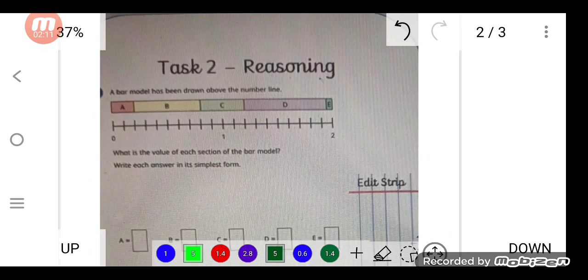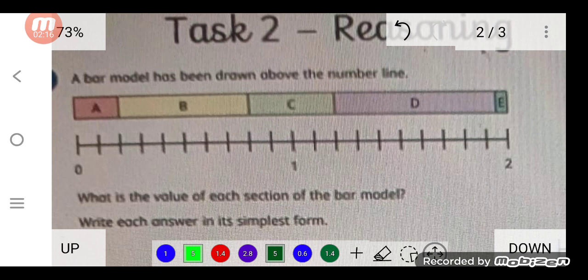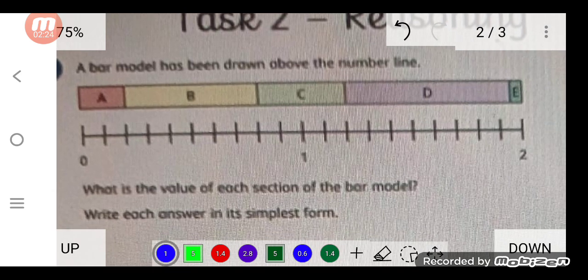Next question here. You are given a bar model that has been drawn above the number line. What is the value of each section of the bar model? If you look here, you can easily notice that you have 10 divisions. 1, 2, 3, 4, 5, 6, 7, 8, 9, 10 divisions. So each division will be, you divide the distance from here to here, which is 1, by 10, which is 1 over 10, or you can say 0.1. So each division is 1 over 10.